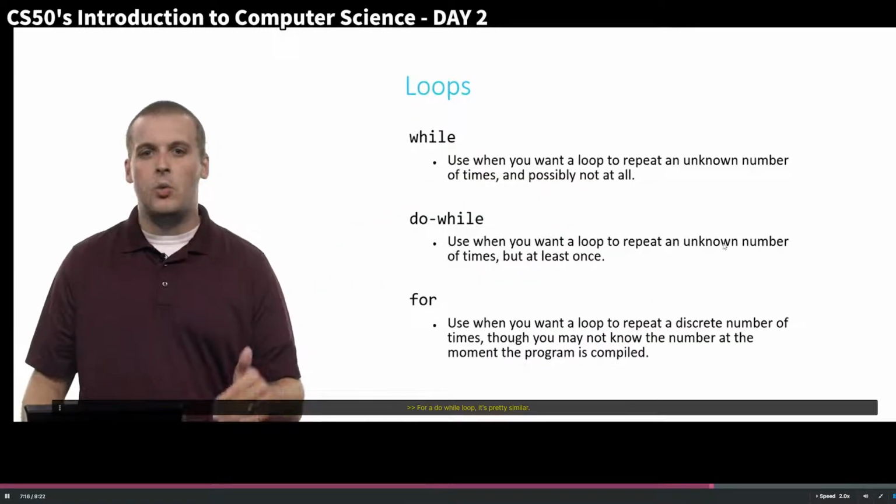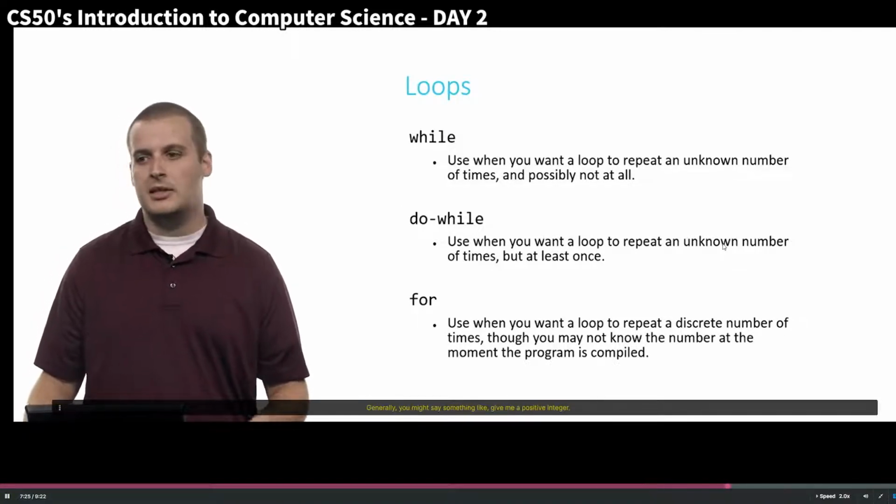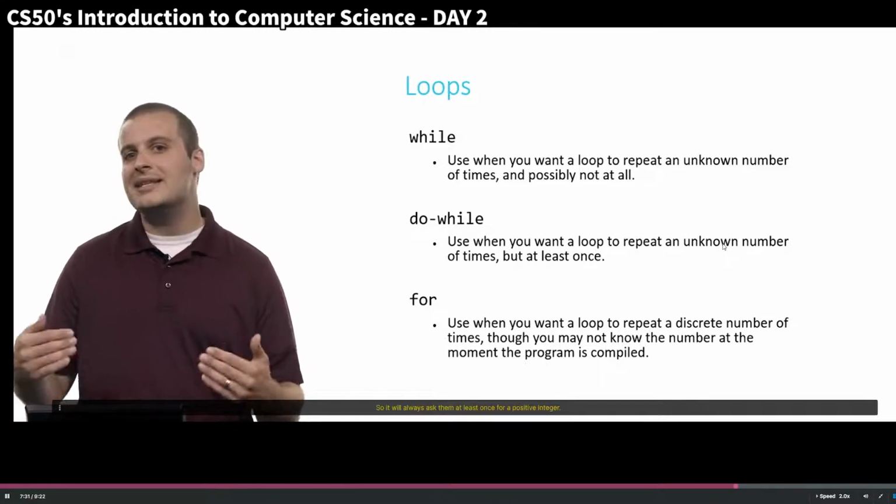For a do while loop, it's pretty similar. You want a loop to repeat an unknown number of times, but at least once. You might use this for a game too, but a really common use case is prompting the user for input. Generally, you might say something like, give me a positive integer. And you might put that inside of a do while loop. So always ask them at least once for a positive integer.